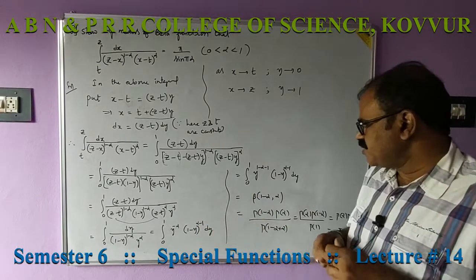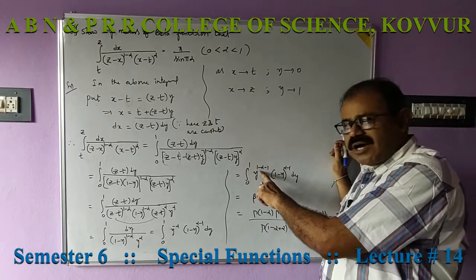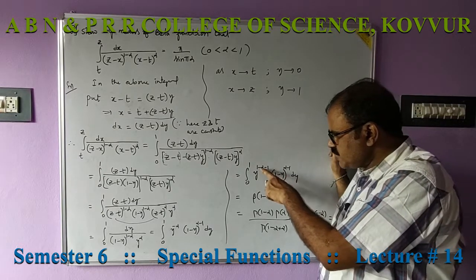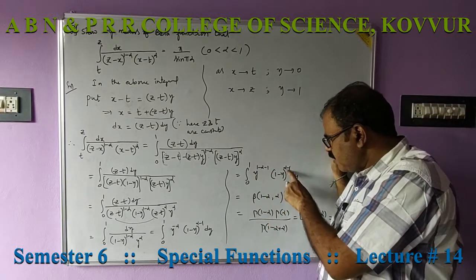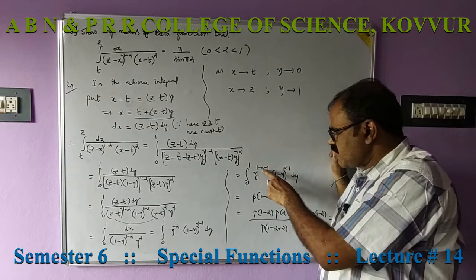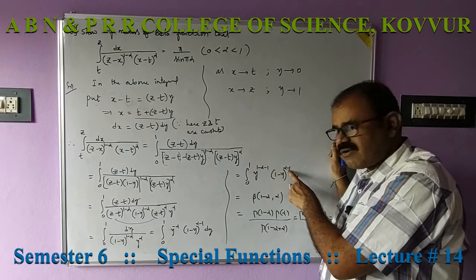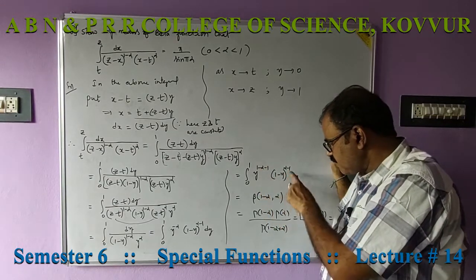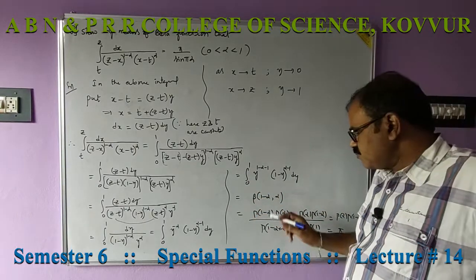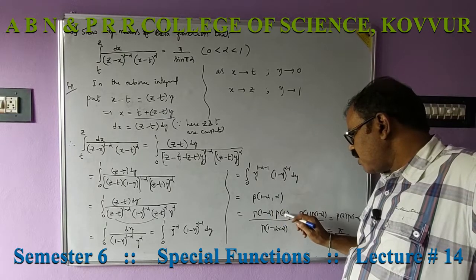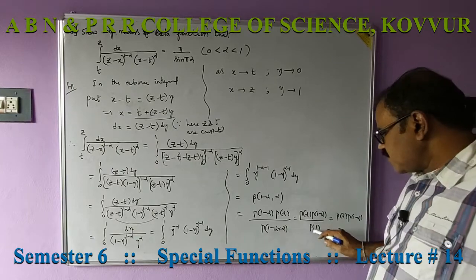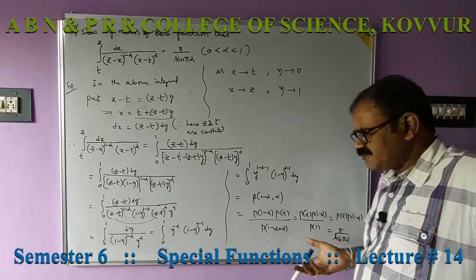So comparing with the standard beta function, beta L, M, in place of L you have 1 minus alpha, in place of M you have alpha. Therefore this is beta of (1 minus alpha, alpha). Beta L, M can be written as gamma L into gamma M by gamma of L plus M. So this is gamma (1 minus alpha) gamma alpha by gamma of (1 minus alpha plus alpha). 1 minus alpha plus alpha is 1, so gamma 1. The value of gamma 1 is 1.